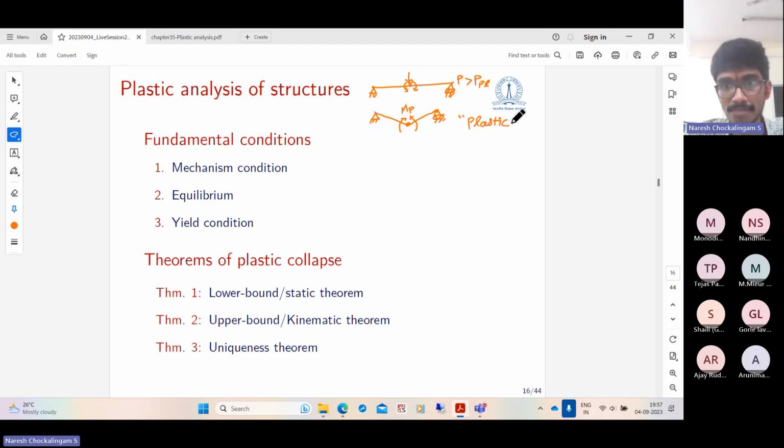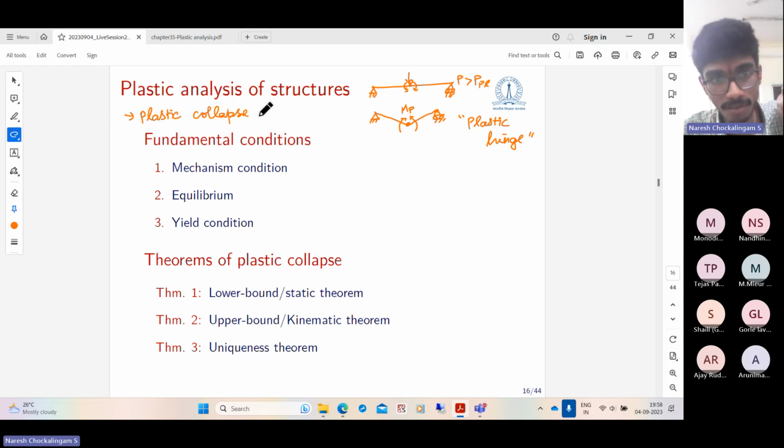When the entire section has plastified, when all the fibers in the section have reached the yield stress, the stress cannot increase any further. So the moment is capped at a value of MP, which is called the plastic hinge. It can freely rotate at a constant moment MP. That is the idea. This is the key assumption when we do plastic analysis of such structures. There are some conditions when we do plastic analysis. So what do we analyze for? We analyze for the plastic collapse load.